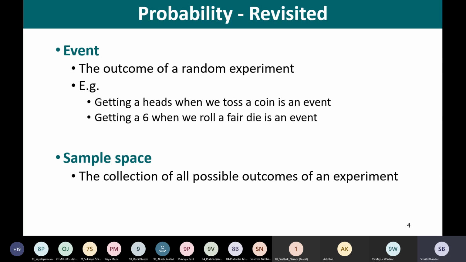The next term that we are going to see is sample space. What do we mean by sample space? It is the collection of all possible outcomes of an experiment. So we go on repeatedly performing the experiment, and we come up with various outcomes of that experiment. The collection of all such possible outcomes of the experiment is known as a sample space.